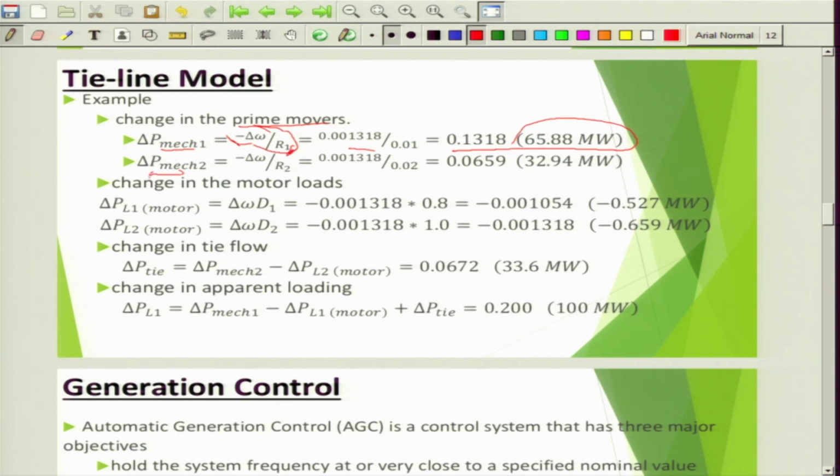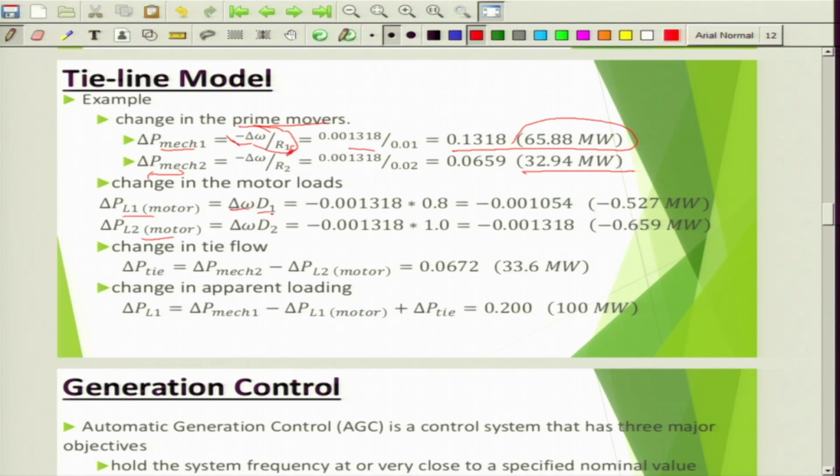With respect to delta P mechanical 2, that means the change in power output from network 2 or generation 2, it is 32.94 megawatt. But there are certain frequency dependent loads also present. That is why we have values for D1 and D2. Because there is a change in frequency due to change in load, there will be a change in power from these motor loads also, right? Now frequency has decreased, and they are directly proportional to frequency. A motor is a load, so the power consumption from these motor loads will decrease.